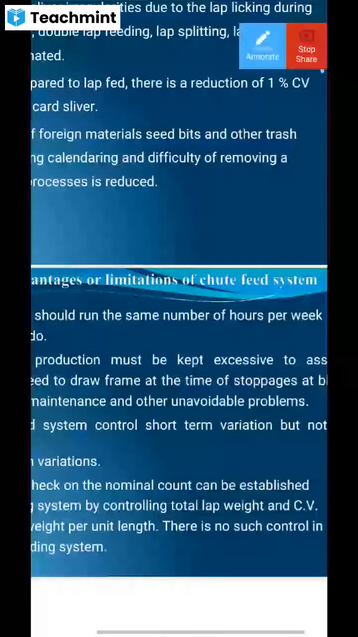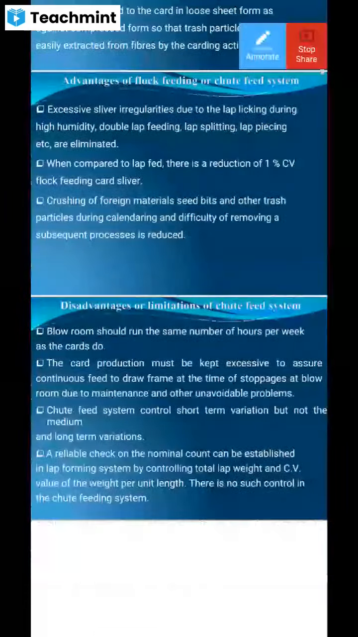The carding production must be kept excessive to assure the continuous feed to the draw frame at the time of stoppages of the blow room due to maintenance or unavoidable problems. Now you understand the point clearly. The carding production must be kept excessive to assure the continuous feed to the draw frame at the time of stoppages at the blow room due to maintenance and other unavoidable problems.